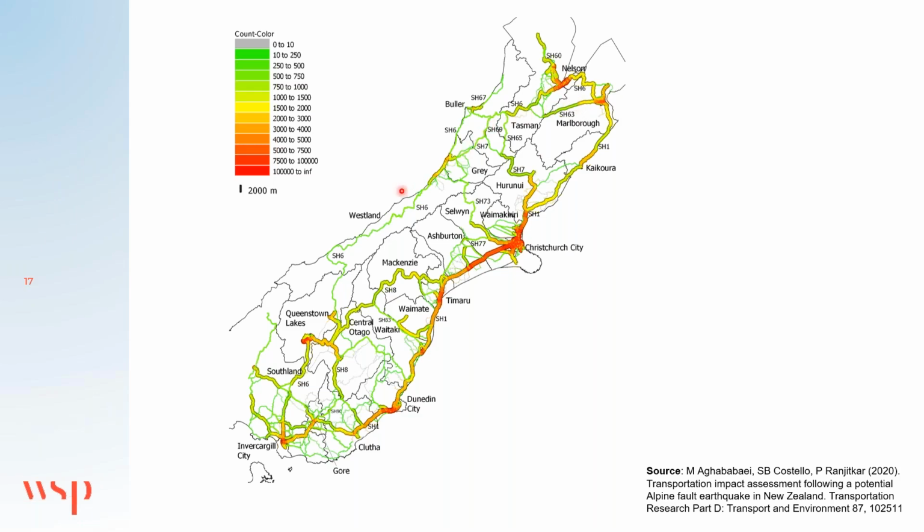The other one is State Highway 6 on the west coast, also connecting north to south. There are 3 connectors connecting east to west: State Highway 73, State Highway 7, and also State Highway 63 and 65. And if anything happens with an Alpine Fault rupture, Westland, Grey, and Buller are the 3 main districts that would be highly impacted after a disaster.